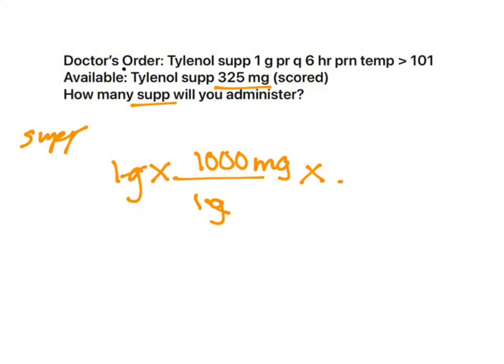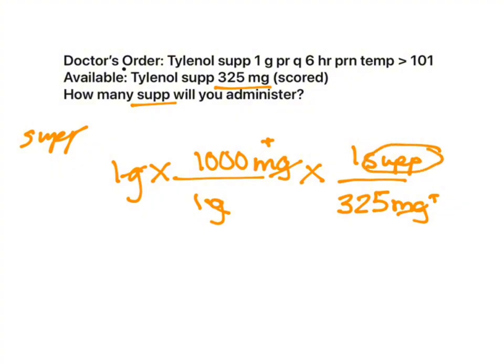So our problem says that 1 suppository is 325 milligrams. So we're going to put 325 milligrams on the bottom because milligrams is on the top over here. And then we're going to put 1 suppository on top. All right, so our milligrams are going to cancel out and we're going to be left with suppository. So all we have to do is multiply straight across. So we just have 1 times 1,000, which is 1,000, and then 1 times 325, which is 325.